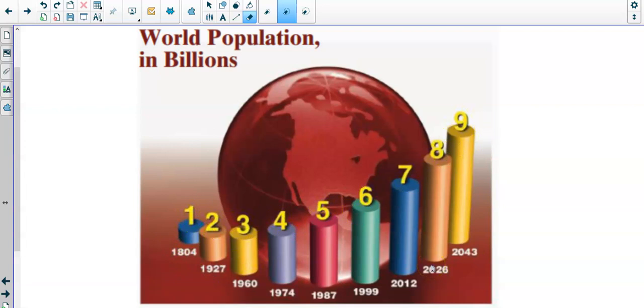But the problem is, look down here at the years. We start in 1804. And then where do we go to? 1927. That's a huge jump in time. This is deceiving. Because if I look right here, 1927 to 1960, that's not that much. This is a 100-year gap, over 100 years. This right here is a 40-year gap.